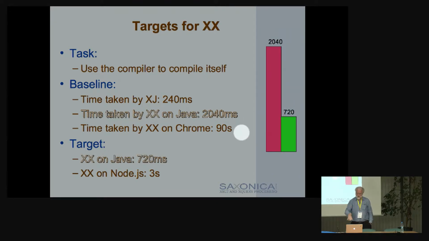That seemed to suggest that 720 milliseconds, which is 3 times the Java performance, was a reasonable target to aim for and one that looked achievable. So that's what we're aiming for.